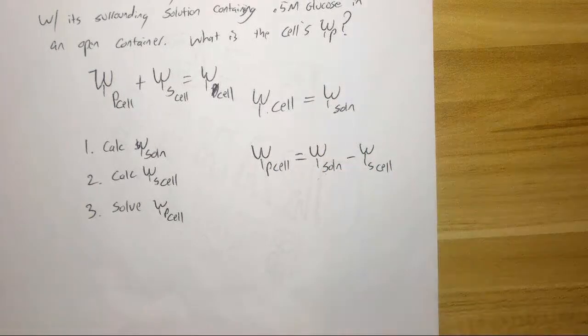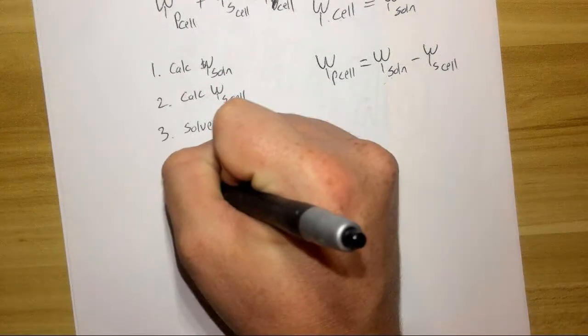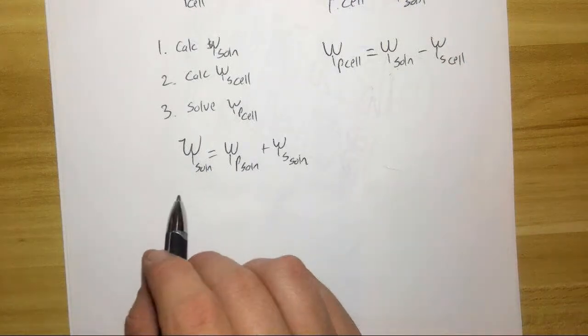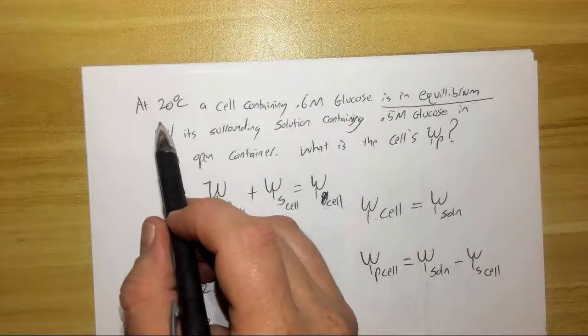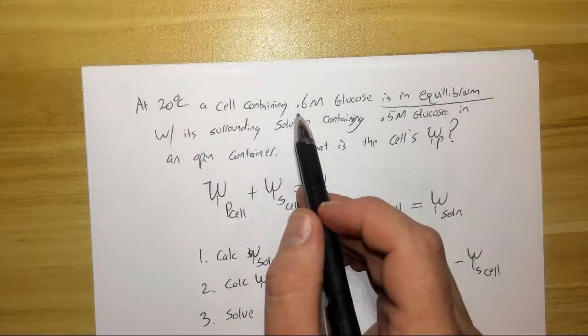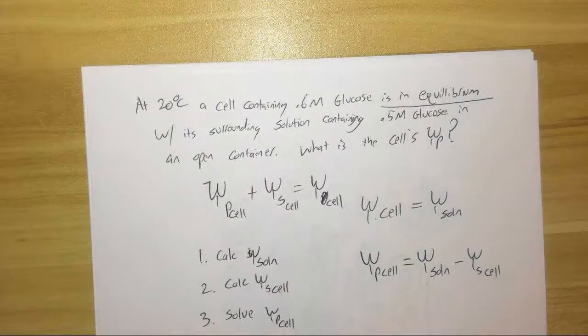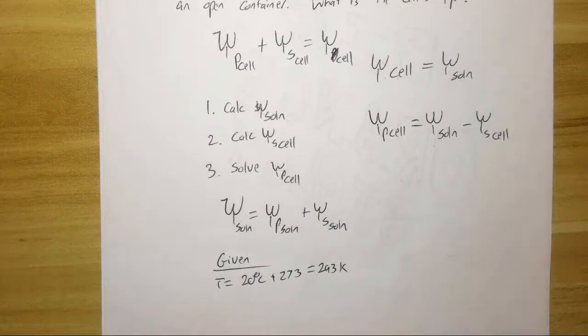Now, solution is the same setup as before. This is a more complicated problem just for the fact that we are dealing with two equations here. So what I'm going to do is take what I got from the question. The question reads, hey, at 20 degrees Celsius, a cell containing 0.6 molar glucose, okay, so I got my givens going here. All I got really from this is temperature. We're looking at 20 degrees Celsius, which is again, add that 273, and that gives us that 293 Kelvin again. That shows up a lot.